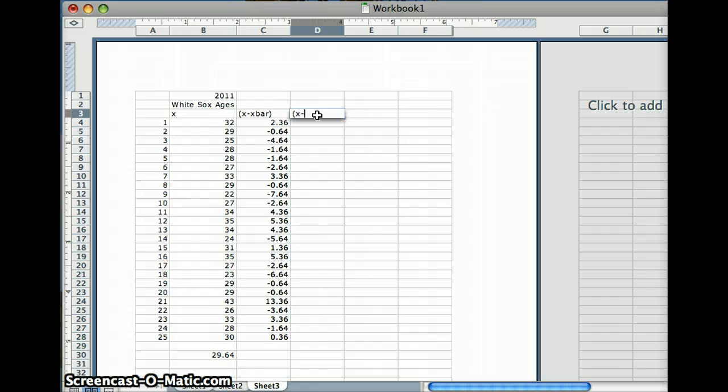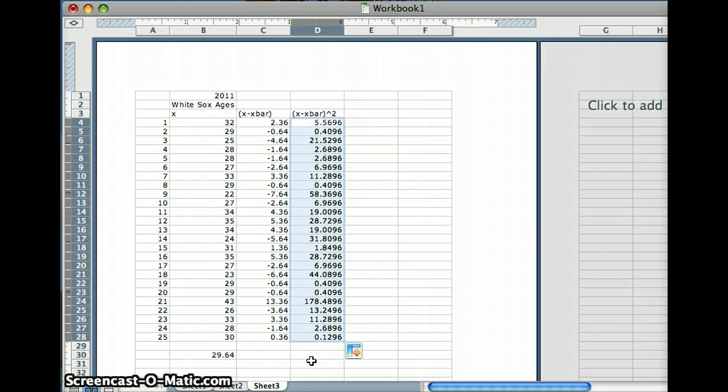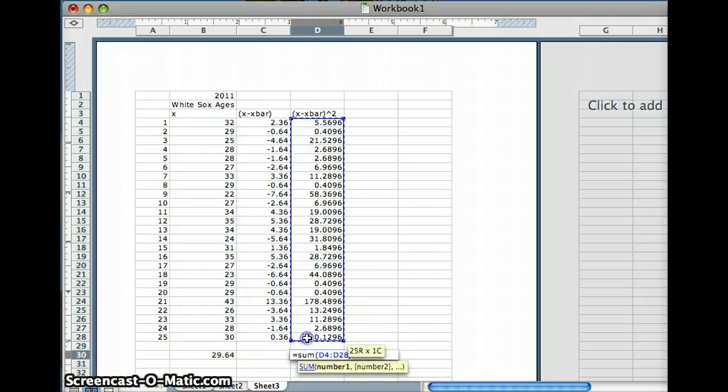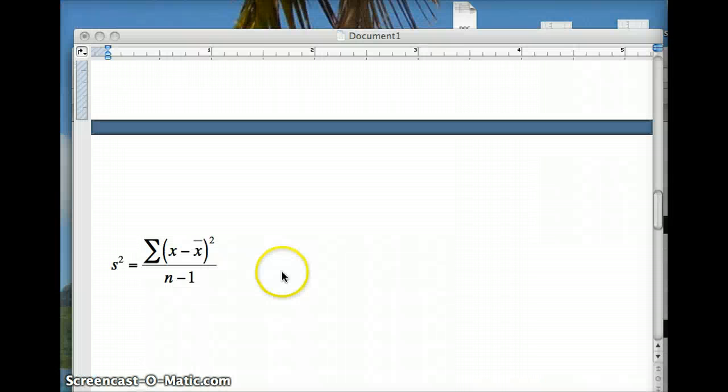We need to take X minus X bar squared. So we'll square all of those numbers. And we will sum all of those. And then what are the sum of the deviations squared? Sum all those numbers, and we get the sum of the deviation squared is 503.36.